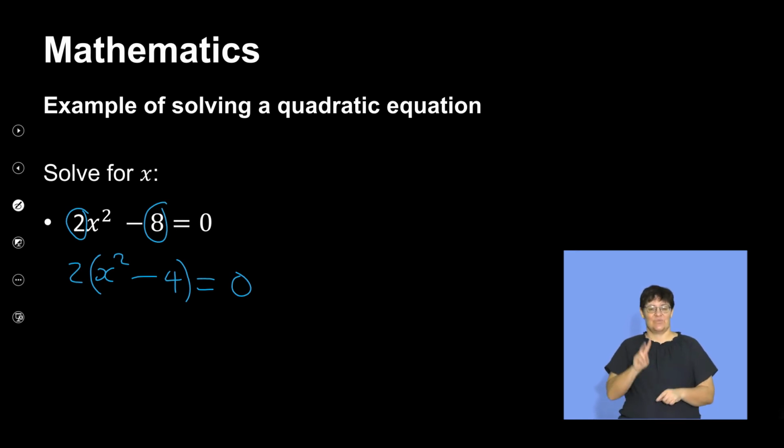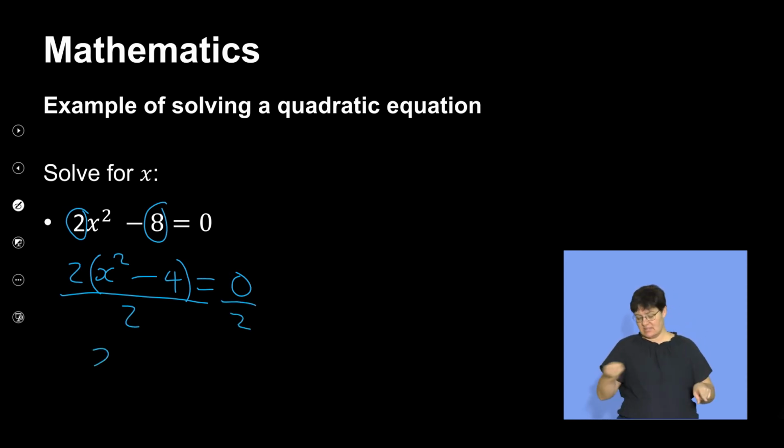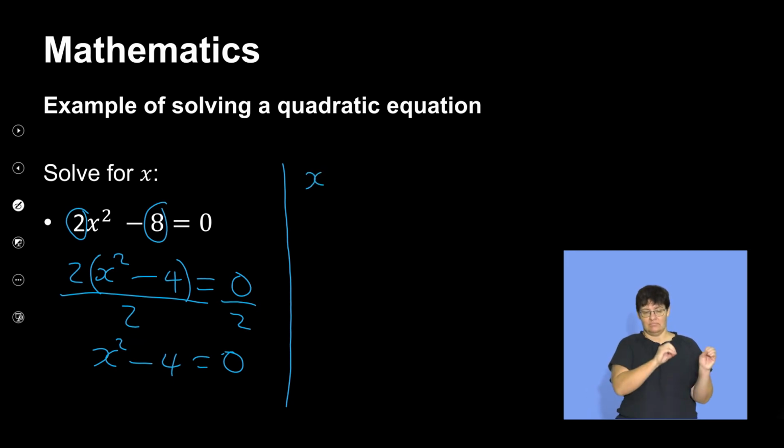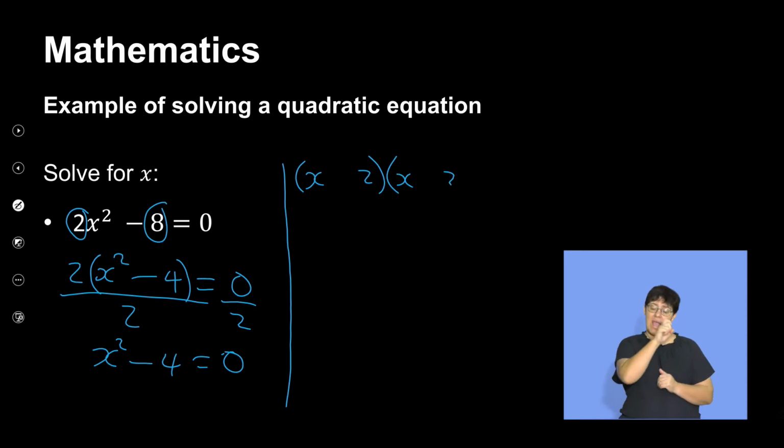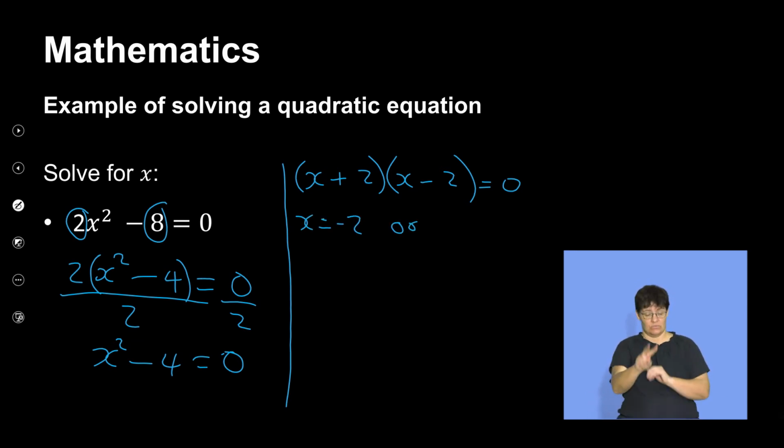Remember I said with a common factor, when you're dealing with equations, you can divide both sides by it, right, to get rid of it. Then it becomes x squared minus 4. 0 divided by 2 is just 0. And then you factorize this, becomes x and 2, x and 2, and then a plus and a minus equal to 0. Then it's x is equal to minus 2, or x is equal to positive 2.